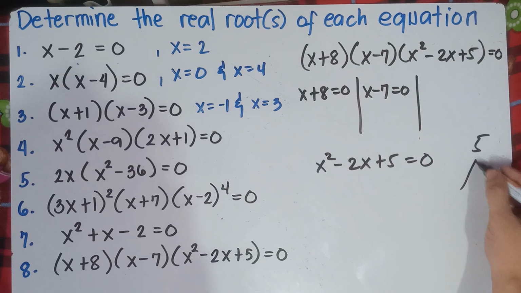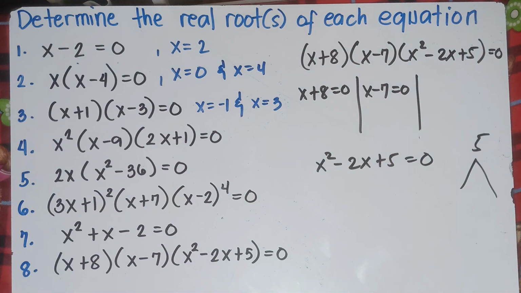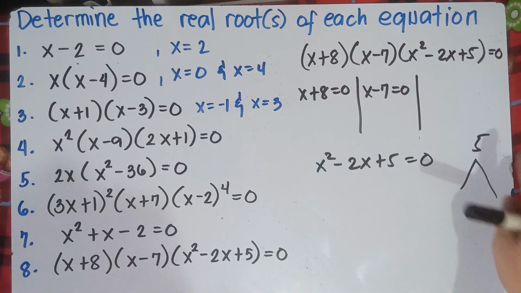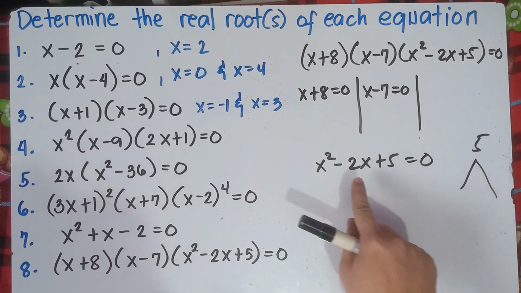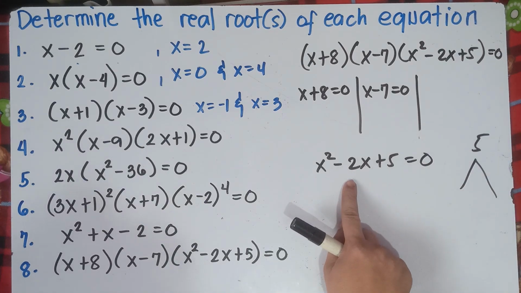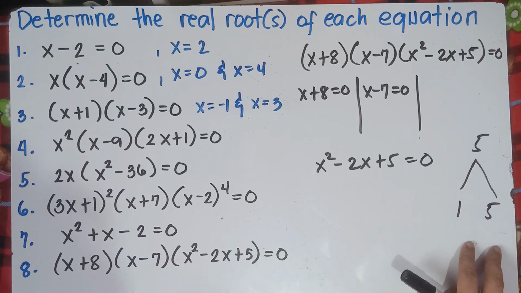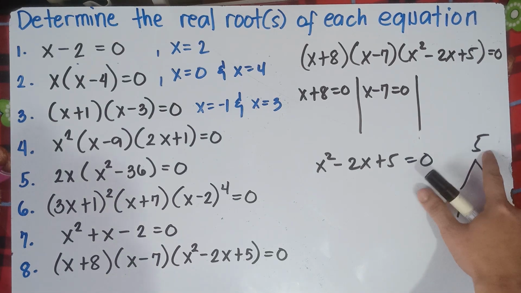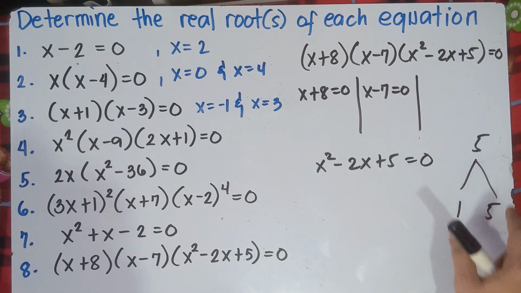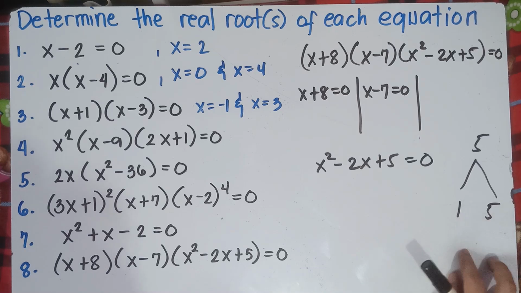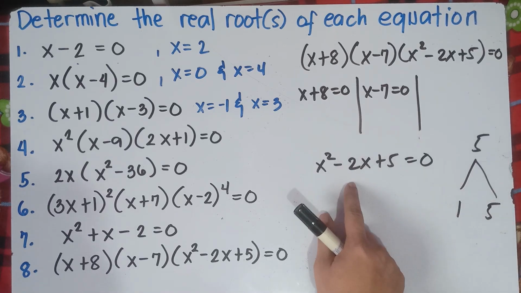For the number 5, class, you think of two numbers that when you multiply them, you will get 5, and at the same time, when you combine them, you will get negative 2. There's none. Why is that, sir? Because the factors of 5 are only 1 and 5. So 1 times 5 is 5. If you add 1 plus 5, that is 6. If you subtract 5 minus 1, that is 4. So we cannot get 2.